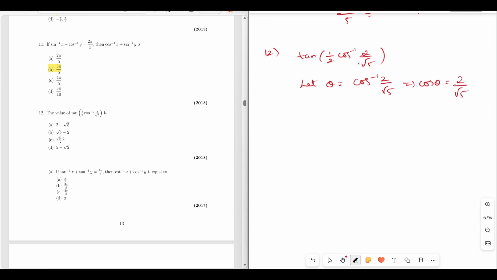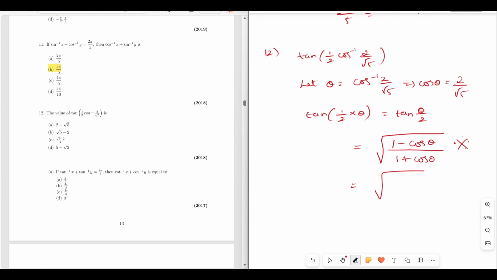Okay. So now let us replace this. We'll get tan 1 by 2 into theta, which is nothing but tan theta by 2. How do you express tan theta by 2 in terms of cos theta? It is given by root of 1 minus cos theta divided by 1 plus cos theta. So remember this, tan theta by 2 is given by root of 1 minus cos theta by 1 plus cos theta. So now substitute the values.